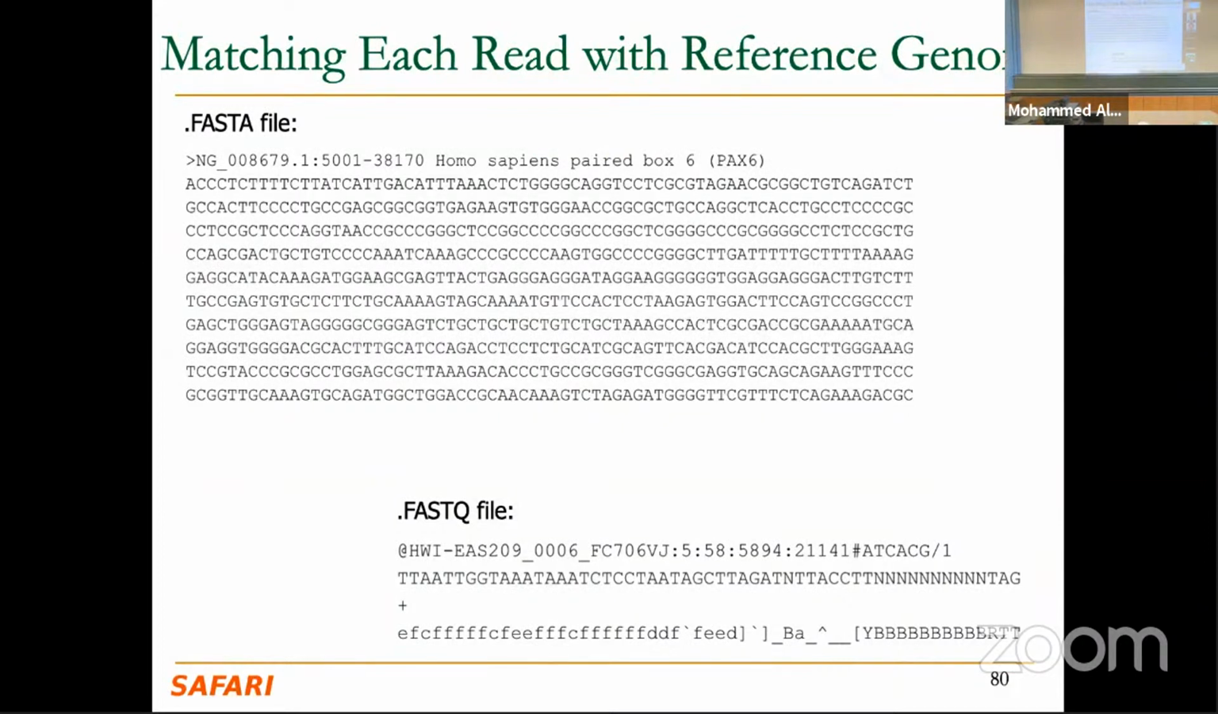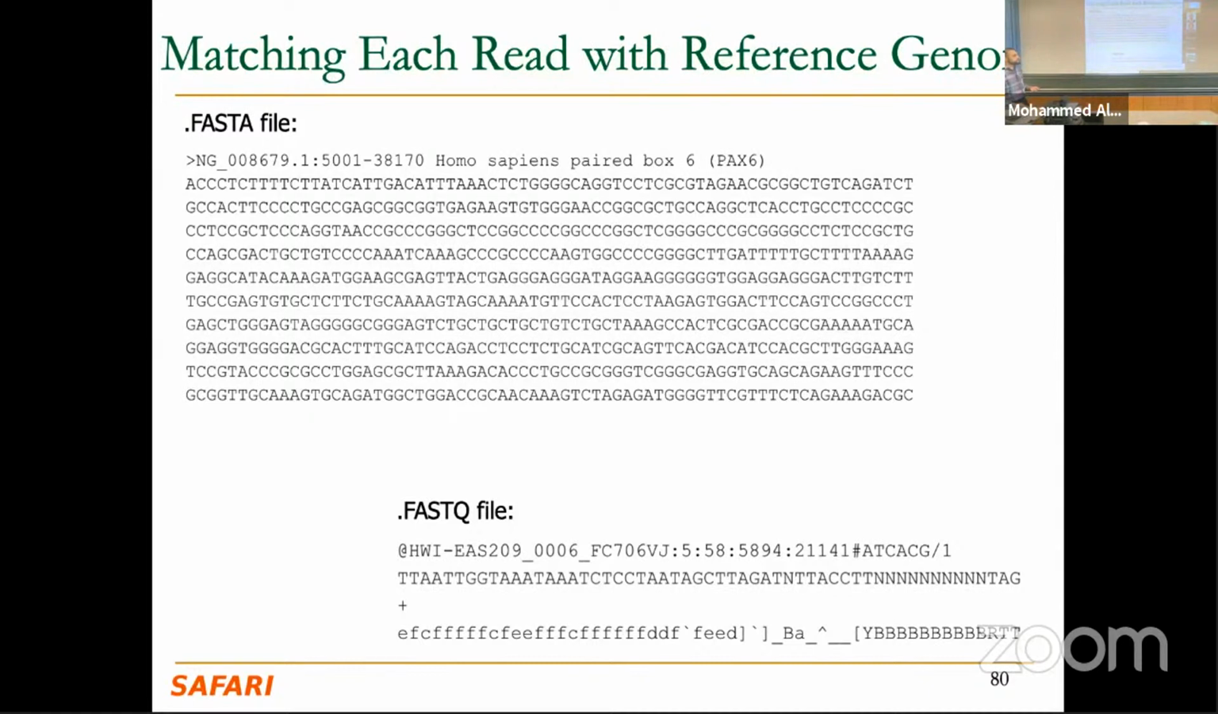So here is an example of the reference genome, and here is an example of the read set. The reference genome has 2 lines: the first line is the ID, and the rest is the genomic sequence itself of the human genome. The FASTQ file has 4 lines per sequence. Every read has 4 lines, so if you have 10 reads in your file, then you need 40 lines.